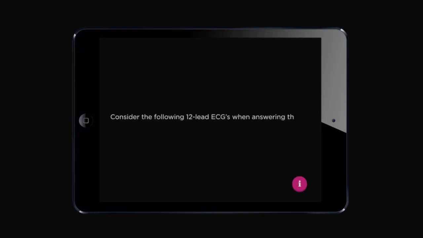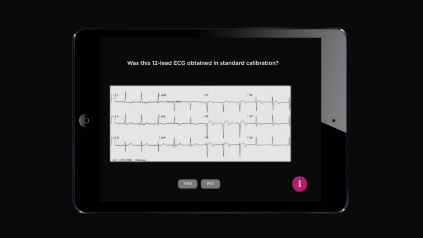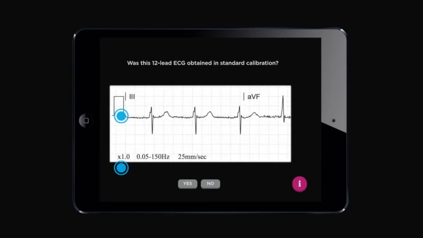The amount of ST deviation is affected by changes in ECG calibration and frequency response. Here we ask the participant to determine if the ECG was obtained in standard calibration.